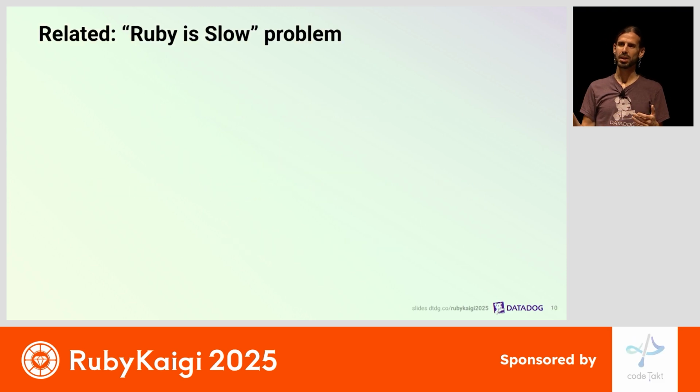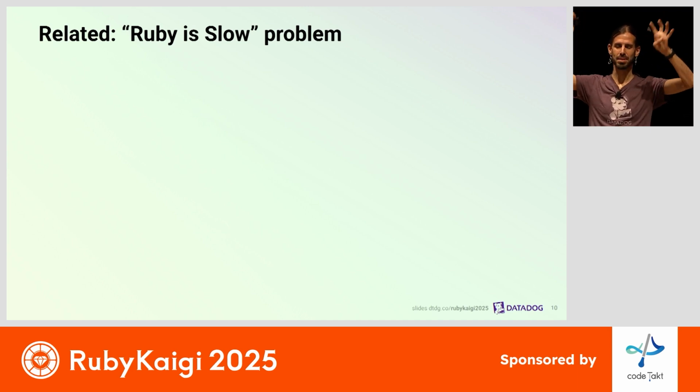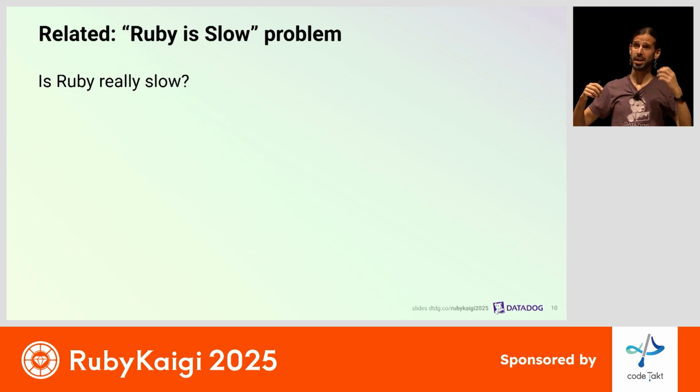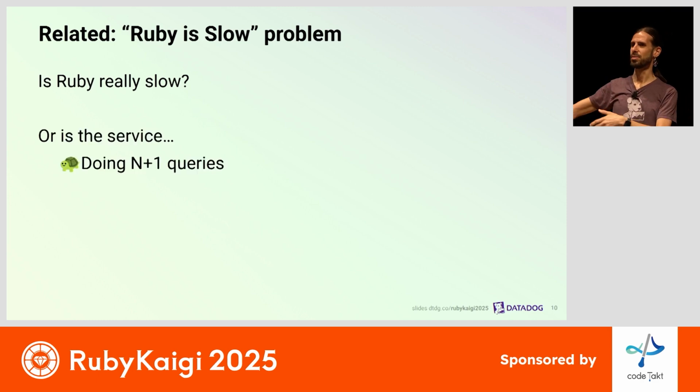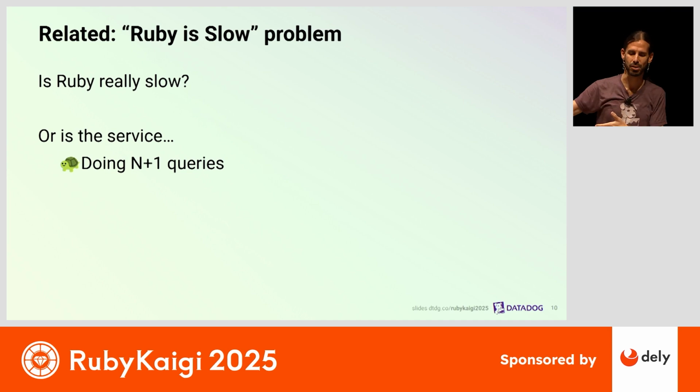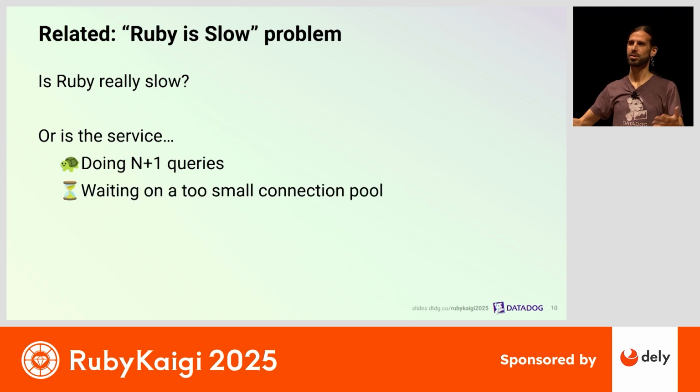There's also a related problem that I like to think about, which is the "Ruby is slow" problem, with lots of air quotes. Which is, you build something and it doesn't go as fast as possible, and you say, obviously this is not going faster because Ruby is slow. It's not that the service maybe is doing n+1 queries and you didn't figure that out, or that there's some connection pool that was not configured correctly and a bunch of threads are waiting on it.